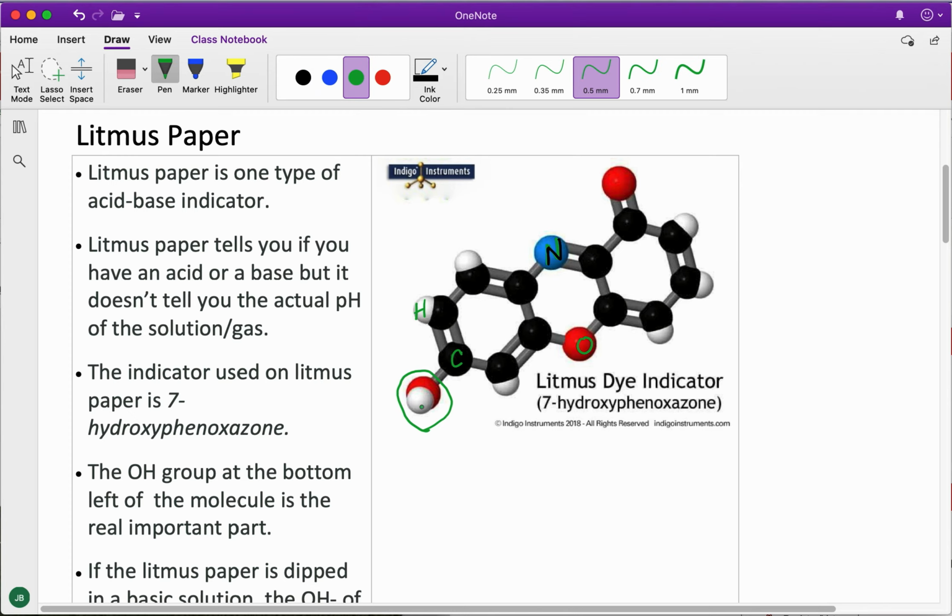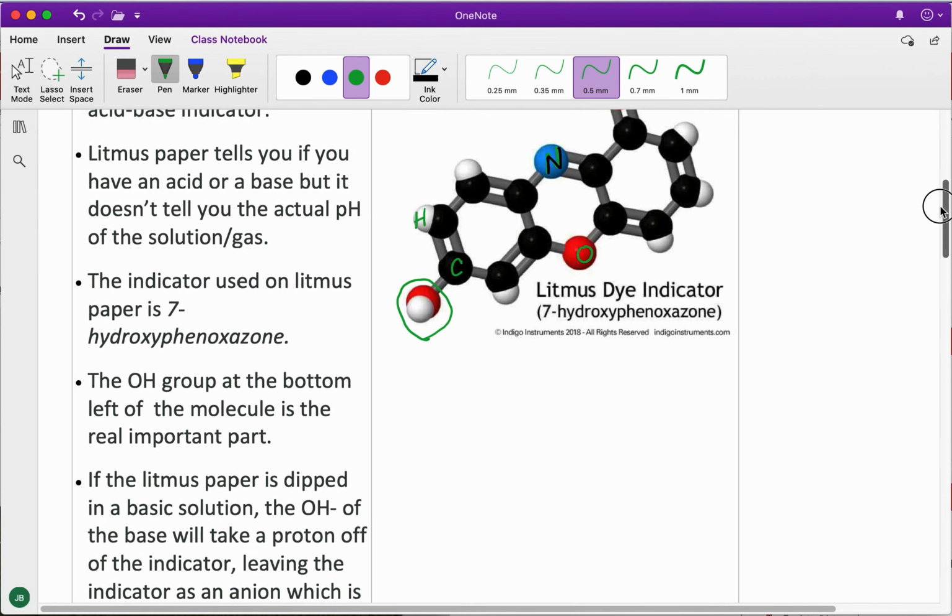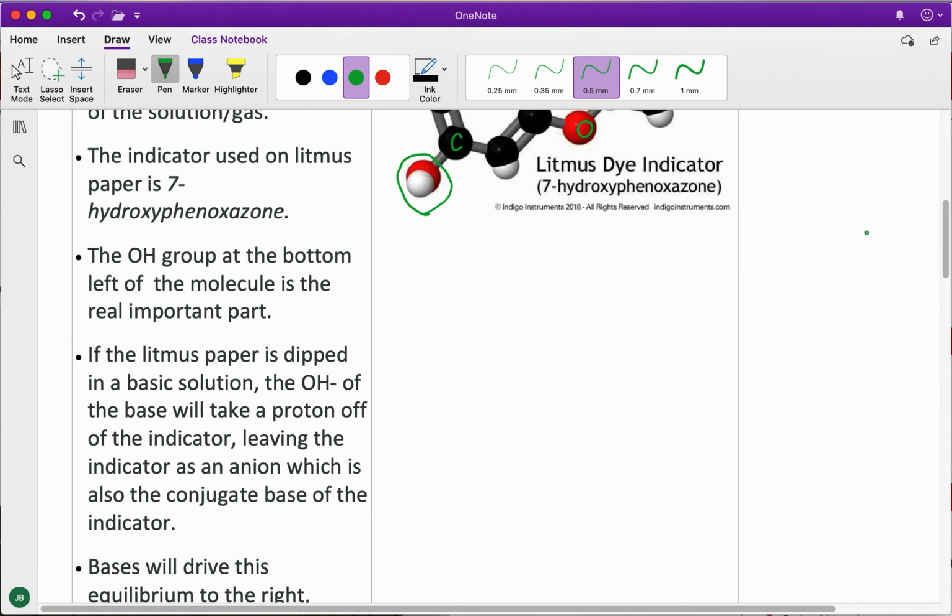So this OH group on the bottom left is the important part of this molecule, and let's find out why. If you take that litmus paper and dip it in a basic solution, the OH of the base, not of the 7-hydroxyphenoxazone, but of the actual base, will take the hydrogen right here off of that fancy molecule, leaving the indicator as an anion.